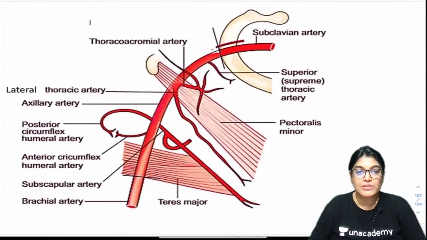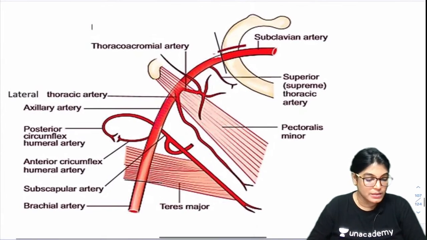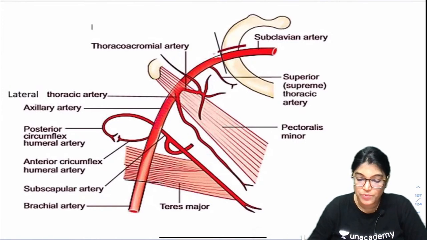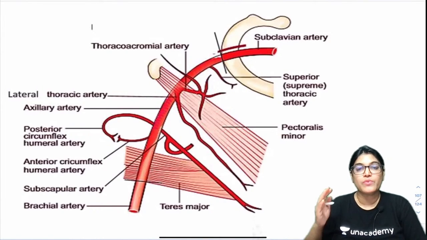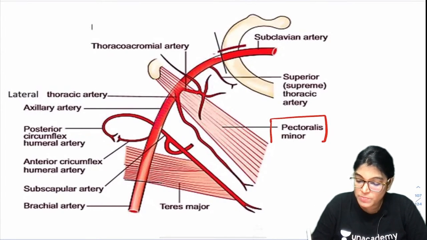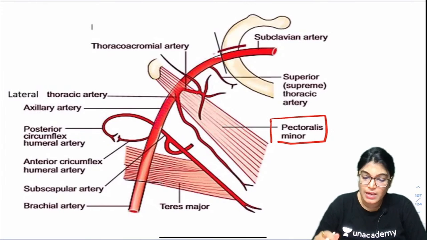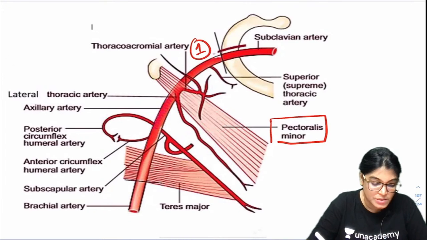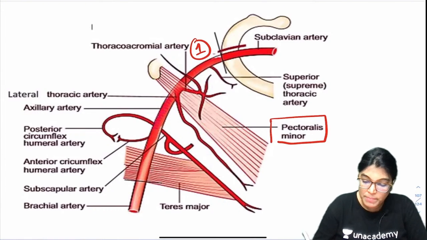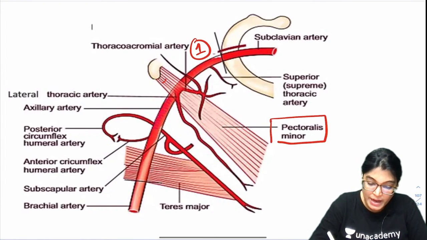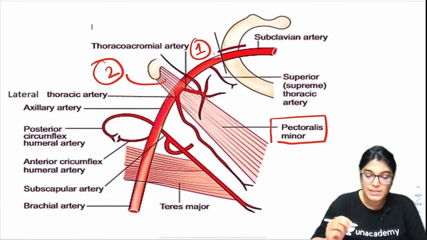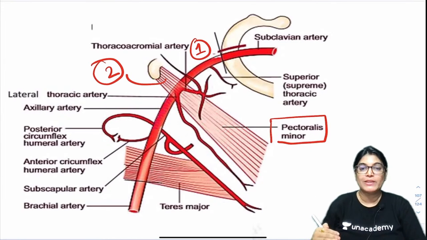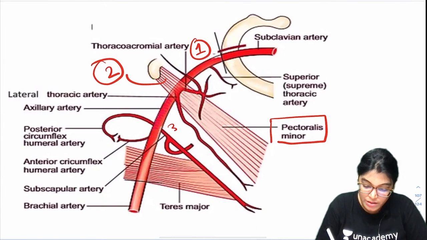Many of the branches were given there, and let me explain the branches of axillary artery for you. Actually, axillary artery is divided into three parts by pectoralis minor muscle. The part of artery lying above pectoralis minor muscle is the first part. The part lying behind the pectoralis minor muscle is the second part. And the part of axillary artery lying below pectoralis minor muscle is the third part.